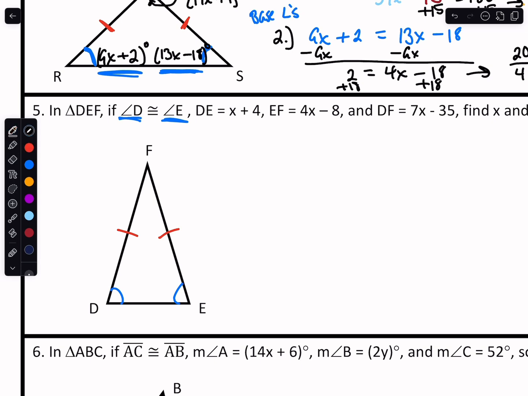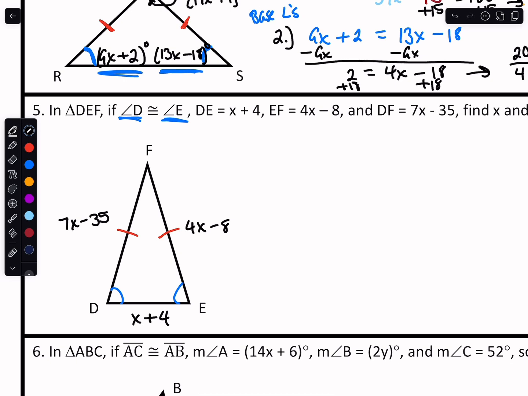And now let's just fill in the rest of the diagram. DE is x plus 4. EF is 4x minus 8. And DF is 7x minus 35. Find the value of x.